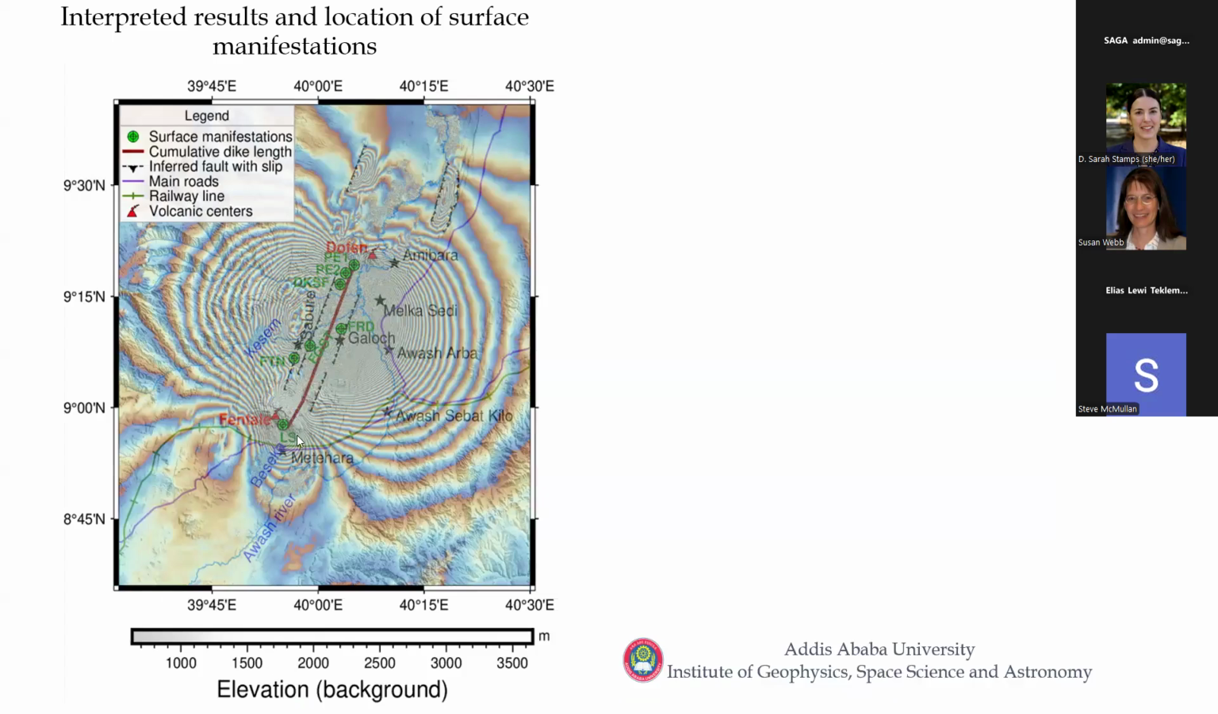And the InSAR image also properly gave us, as you can see here, the marginal grabens in this area, and you can count the number of fringes. There was about 1 meter 20 centimeters of deformation in the area.